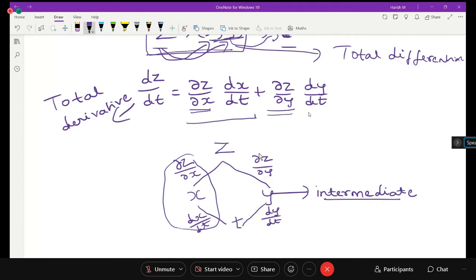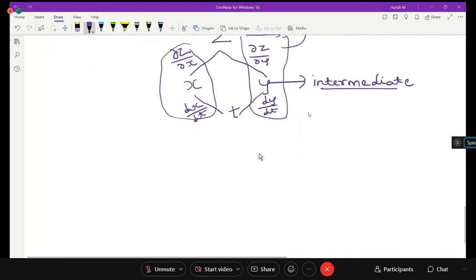Yes, sir. And this part is the second term. In the total differential, the two variables x and y were not dependent on another variable. They were not dependent on anything else. We just considered z as a function of x and y. That's all.